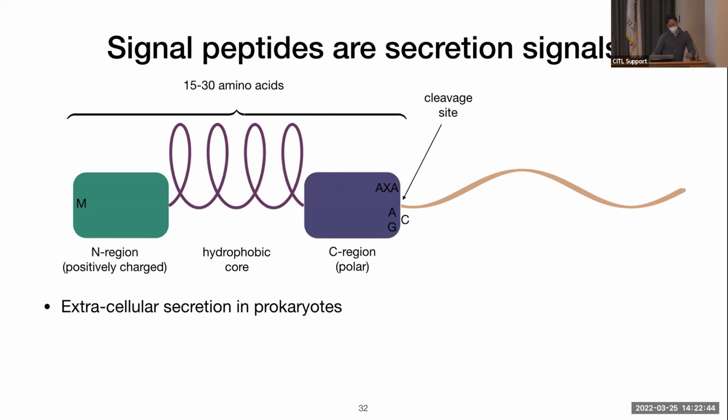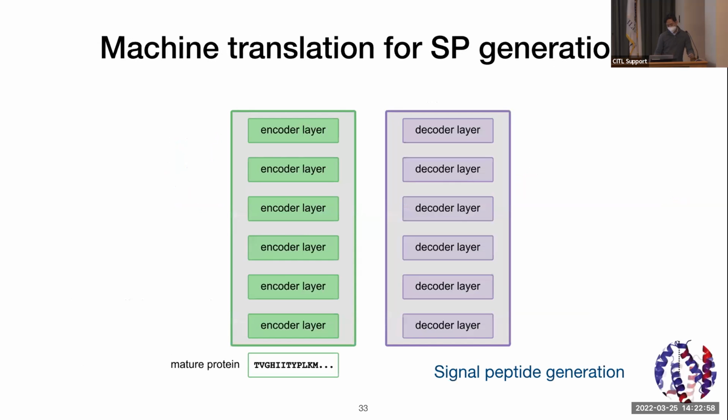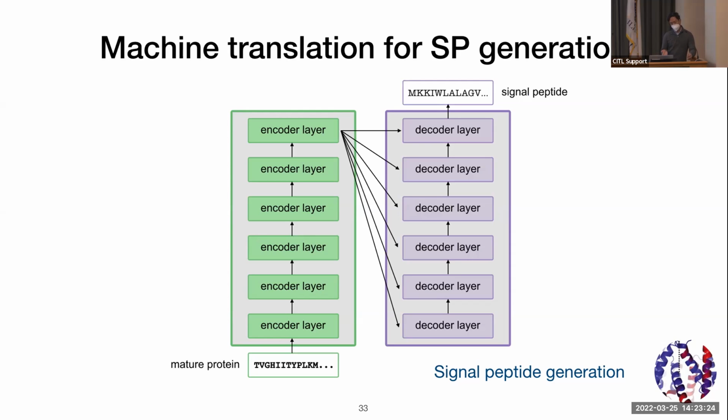They control extracellular secretion in prokaryotes and secretion from the endoplasmic reticulum in eukaryotes. And they're dependent on both species and protein, and the rules I just gave you are not sufficient to generate novel functional signal peptides. So we're actually going to use a transformer here and go back to the original use of the transformer, which is machine translation. I went through Swiss-Prot and pulled out 40,000 protein sequences that were annotated with a signal peptide. I'm going to pass the mature protein, the protein without the signal peptide, to the encoder, and then pass information to the decoder that spits out the signal peptide.